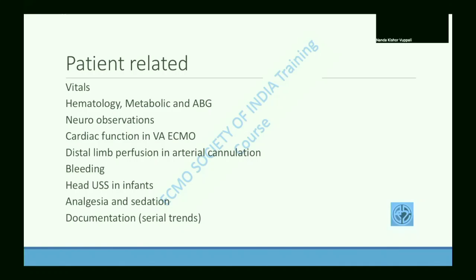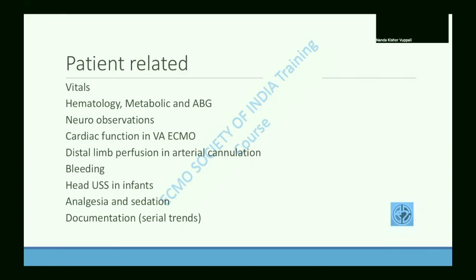Similarly, when you cannulate the artery, what we're looking at is the distal limb perfusion. So even though you put a cannula into the distal limb, you want to make sure that that perfusion is enough to that leg. And because this is a constant flow, not a pulsatile flow, we won't be able to feel the pulse, nor will we be able to get pulse oximetry on the limb.